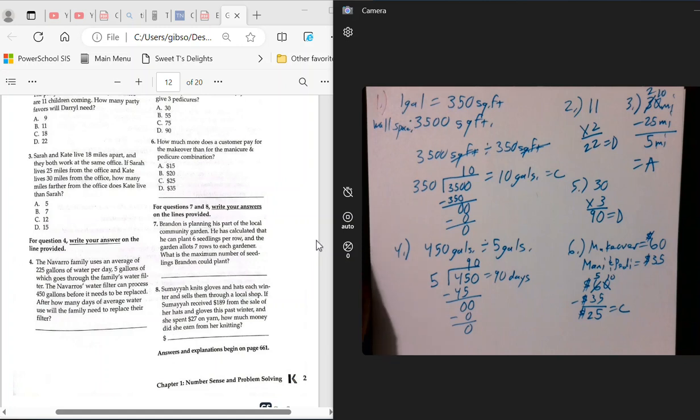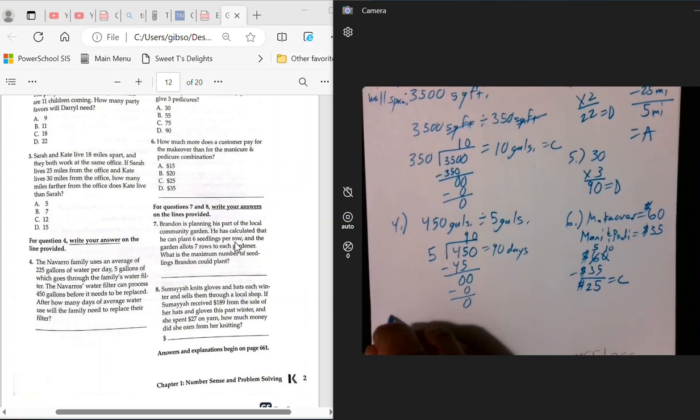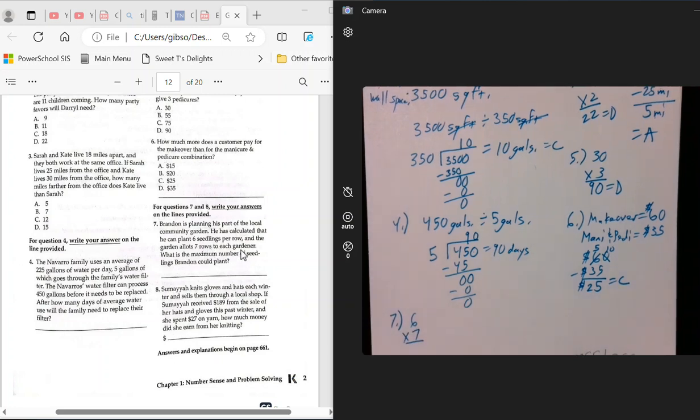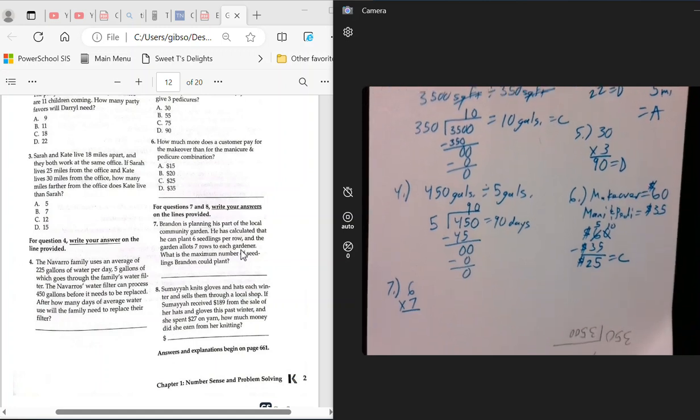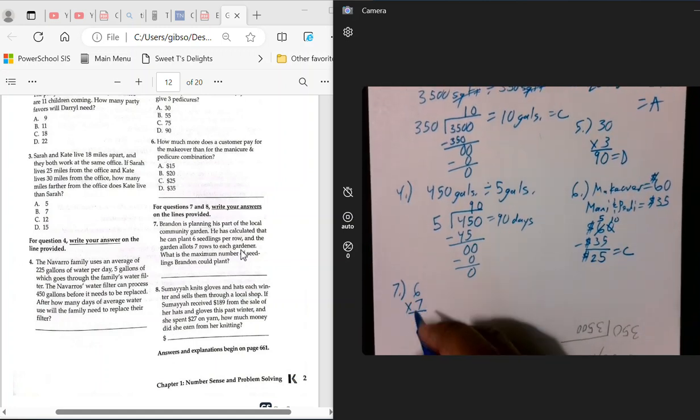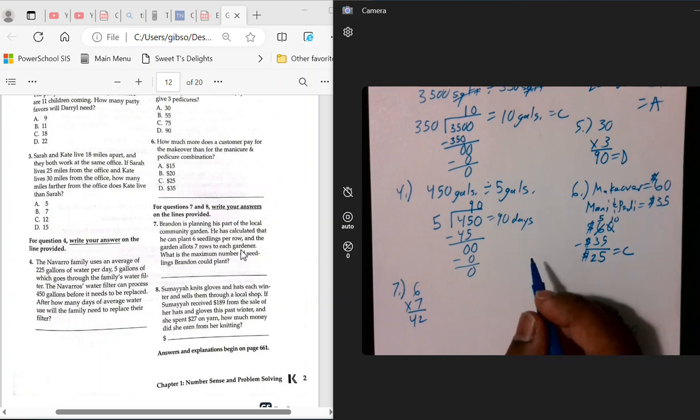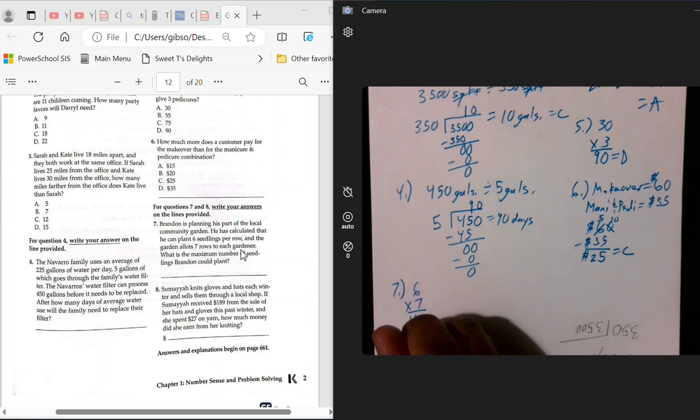Okay, so now it tells us that he could plant 6 seedlings per row. So we'll start off. We know that he has 6 seedlings per row. The garden allots 7 rows to each gardener. So we'll multiply that by 7. 6 seedlings, 7 rows. So we have 6 times 7, which is 42. So that would be the max amount, 42 seedlings.